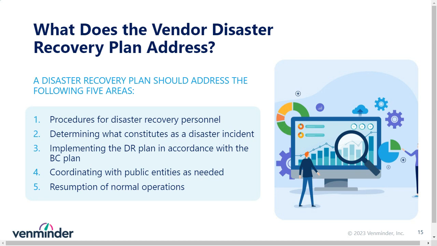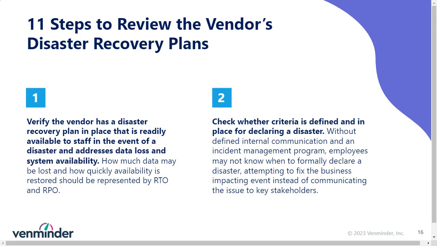Okay, so where do we start? So first, you need to verify the vendor has a disaster recovery plan, or a DRP, in place that is readily available to staff in the event of a disaster and addresses data loss and system availability. How much data may be lost and how quickly availability is restored should be represented by RTO and RPO. Next, check whether criteria is defined and in place for declaring a disaster. Without defined internal communication and an incident management program, employees may not know when to formally declare a disaster, attempting to fix the business impacting event instead of communicating the issue to key stakeholders.